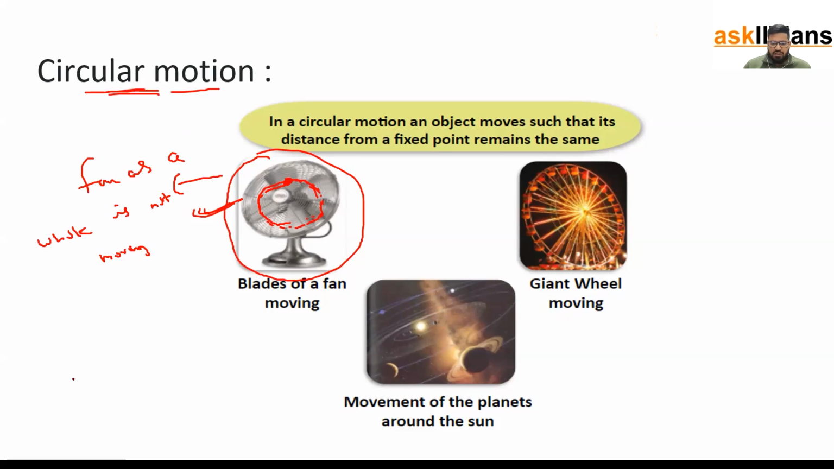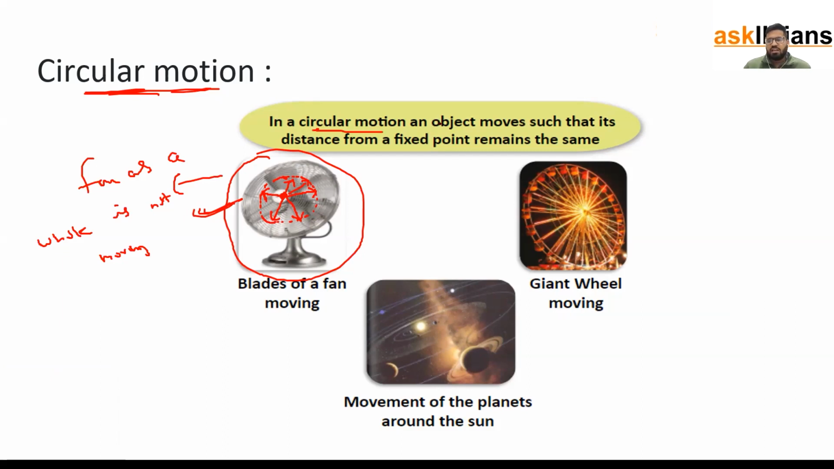If you carefully observe, if I redraw this diagram, suppose I have marked a point on the blade of the fan and it is doing a motion like this. So what you can see, its distance from the fixed point, which is the axle of the fan, is constant everywhere. Whenever an object performs motion such that its distance from a fixed point remains the same, then that type of motion is considered as circular motion. Getting my point? So what is the circular motion?